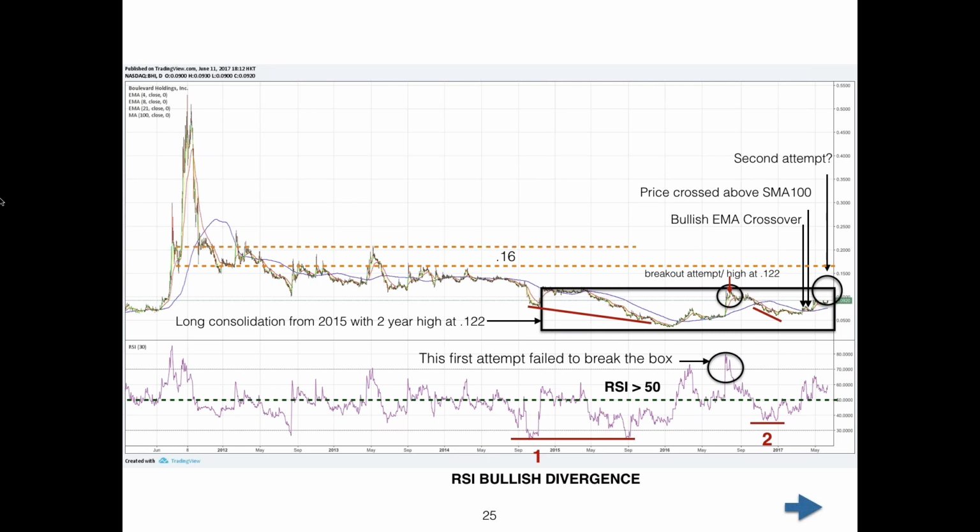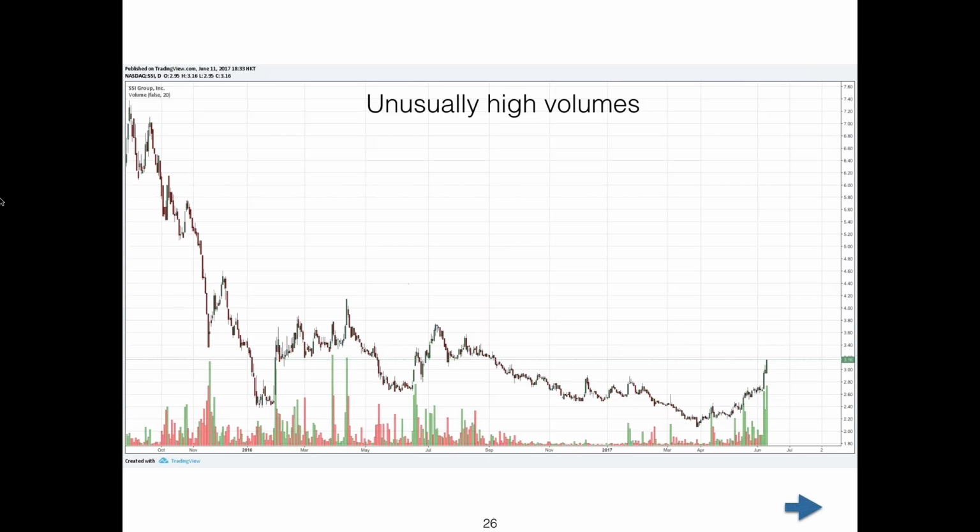Of course, you must always observe your stop losses. These are targets. Prices can change anytime in the market. Prices can turn around anytime. Next, we have SSI. Again, we have these unusually high volumes.